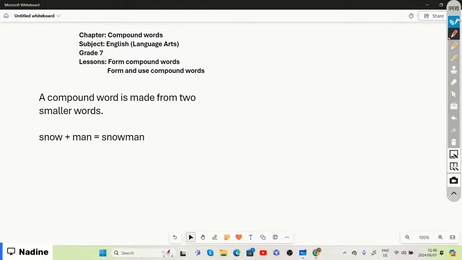And if we look at a few more words that are compound words, we have, for example, let's look at the word butter plus fly, because butter is something that we use to put on our bread. Fly is to fly. So butter plus fly means butterfly.